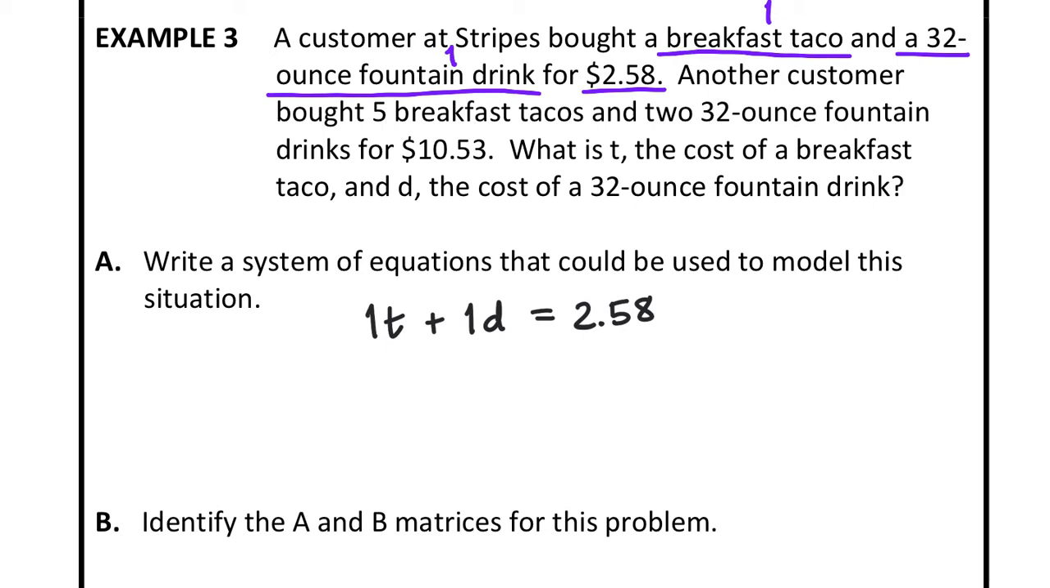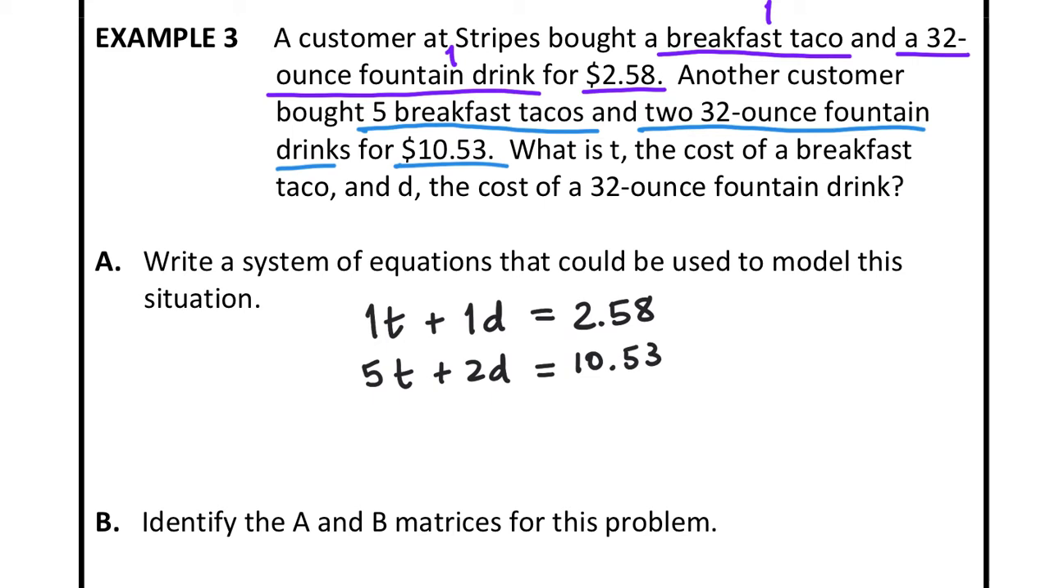Then I have another equation here. It says another customer bought 5 breakfast tacos and 2 fountain drinks for $10.53. So that's 5 tacos plus 2 drinks equals $10.53. So here I have my 2 equations based on what the customers bought and the price of those items.